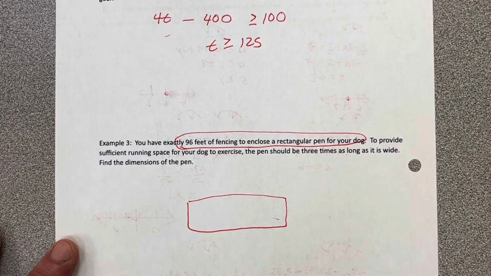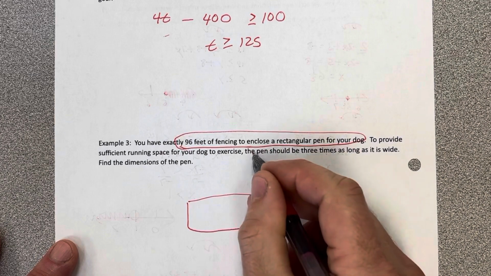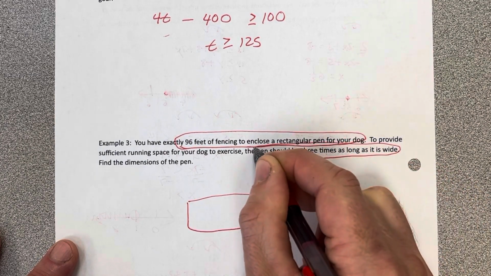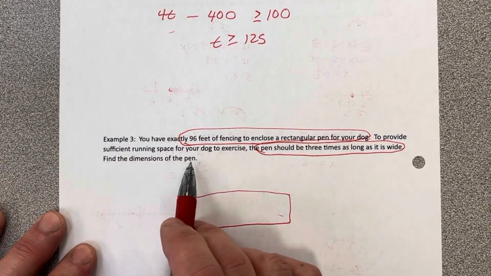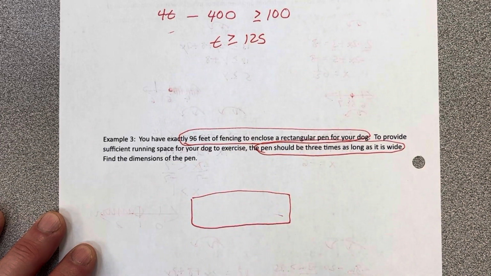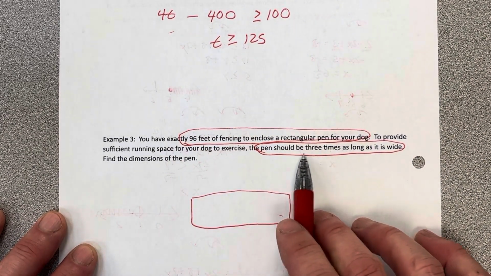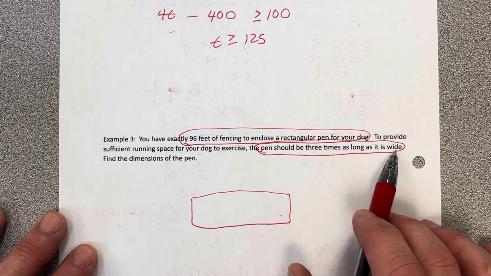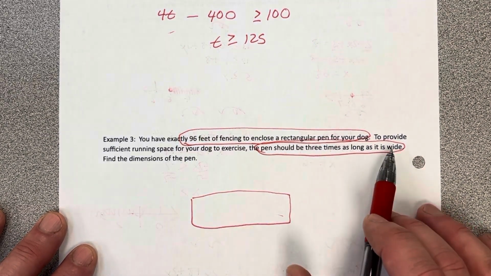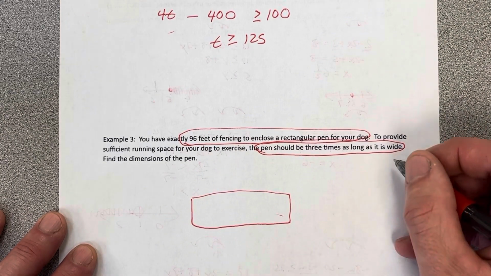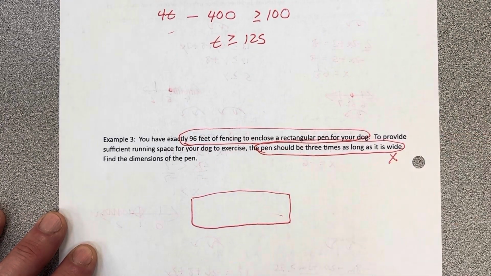To provide sufficient running space for your dog to exercise, the pen should be 3 times as long as it is wide. And they're asking us to find the dimensions of the pen. Well, okay, so to find the dimensions of the pen, I'm going to first have to figure out probably what the width is. So right here it says the pen should be 3 times as long as it is wide. Well, if I know how wide it is, I can find out how long it is, but I don't know how wide it is. I'm going to make that my variable.